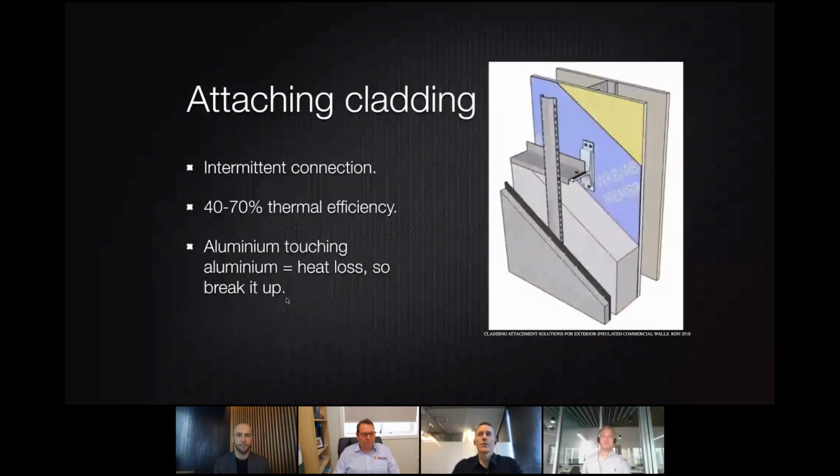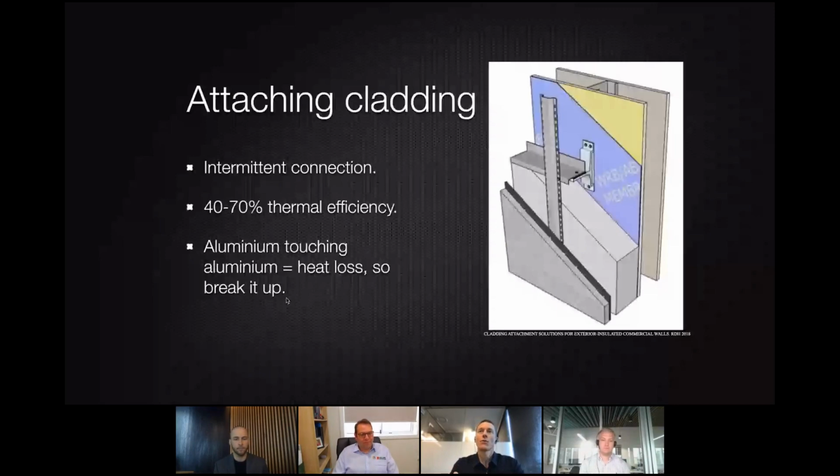Then, as Alex has covered, we looked at an intermittent connection for the cladding onto the structure. And RDH have estimated that the thermal performance of this is dependent on a whole bunch of stuff, but between 40 and 70%. So we've already covered it. Aluminium, we know, is the 5th best metal at conducting heat. So if you're going to use it, break it up.